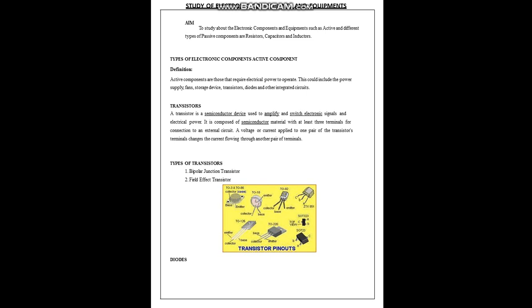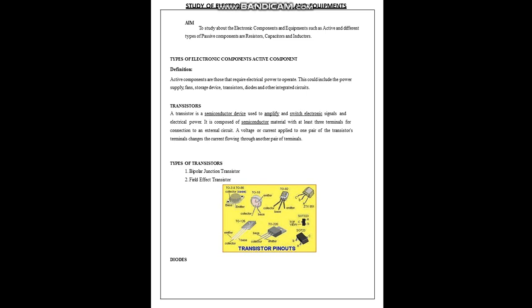Active components are those that require electrical power to operate. This could include the power supply, fans, storage devices, transistors, diodes and other IC circuits. A transistor is a semiconductor device used to amplify and switch electronic signals and electrical power. It is composed of semiconductor material with at least three terminals. The three terminals are connections to an external circuit.